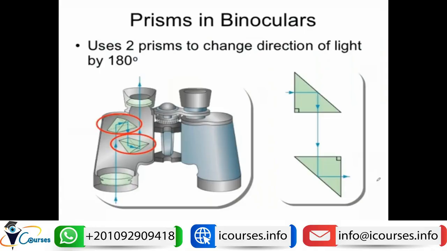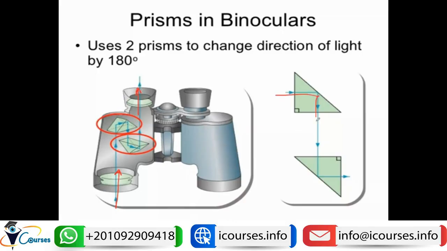Prisms are used in almost all optical instruments. For example, in these binoculars, you can see that the light rays enter from the objective piece, then pass through this porro prism, then undergo total internal reflection, then enter this porro prism and undergo total internal reflection in order to reach the eyepiece.